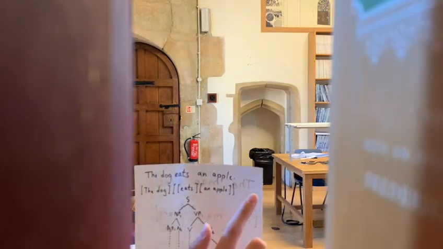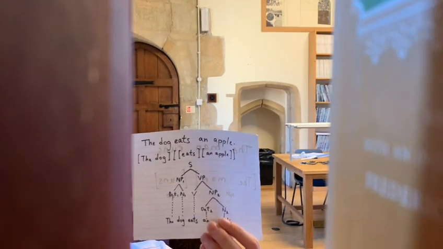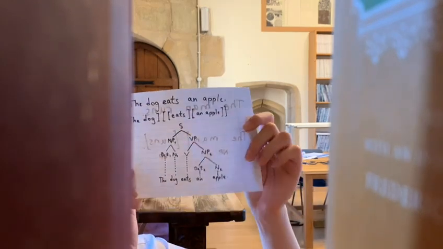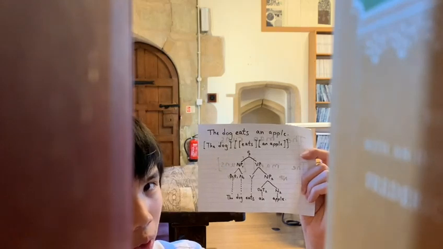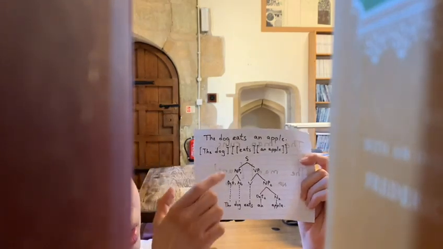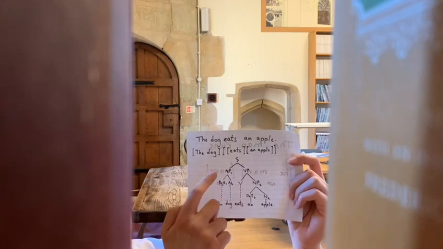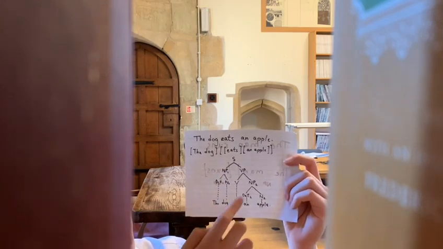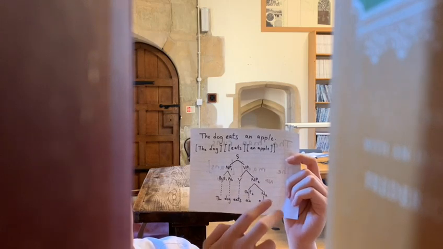Take a look at the sentence, the dog eats an apple. We can break it into its constituents like this, as shown by the square brackets. And then we can build a syntax tree, which looks like this. Now, I know this looks a bit scary, but let me walk you through it. All this is saying is that the sentence above is made up of a noun phrase and a verb phrase. The noun phrase is made up of a determiner and a noun, the dog, and the verb phrase is made up of a verb, eats, and a second noun phrase, which is made up of a second determiner and a second noun, an apple.